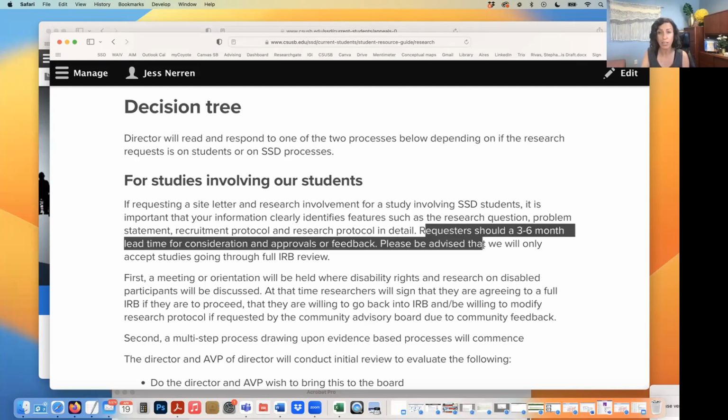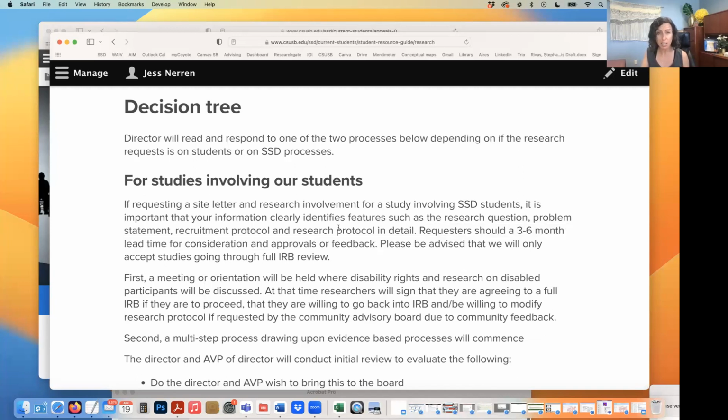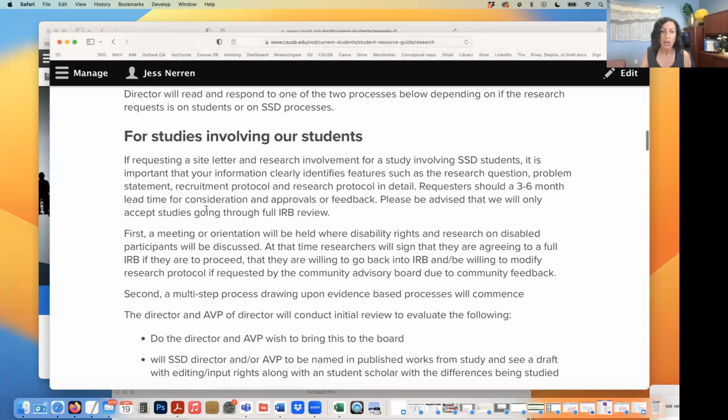So the first thing to know is that you should allow a 3 to 6 month lead time. If that doesn't fit with your assignment or calendar or schedule, that's okay, but that might mean that you need a different research site, okay? But if you see that and you're like, that's fine, I'm dissertating, I've got time, this is really the place for me, great. Then here's a little bit to know about what that's going to look like, okay?